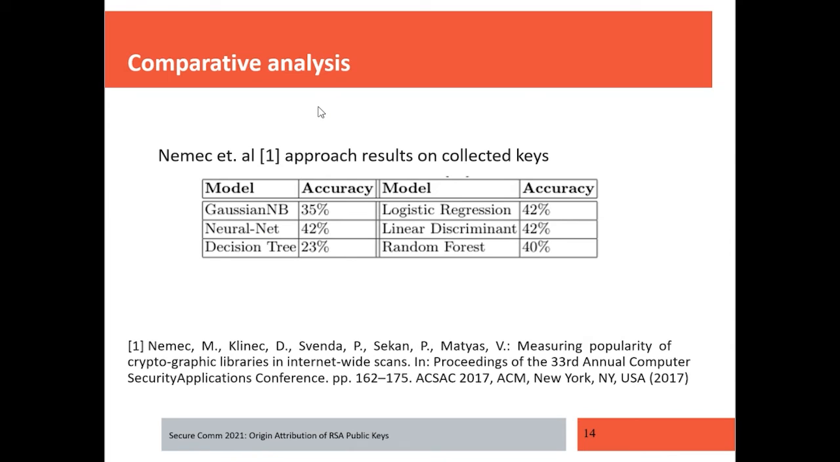To better estimate the accuracy and efficiency of our solution, we decided to compare the performance of our source attribution approach to the performance of the model developed by Nemec. We have therefore implemented and applied their approach on the set of our generated keys, that means the set of 6.7 million keys. As we can see, the highest accuracy with this model is 42%. That is much lower than the accuracy we got.